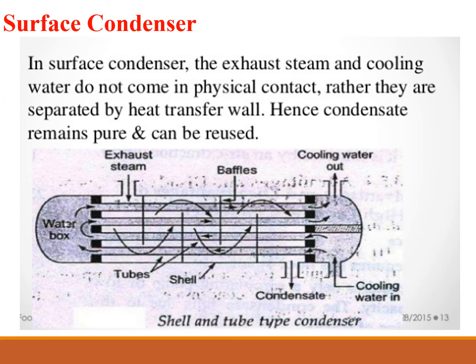Surface condenser. In this type, the cooling water and exhaust steam do not actually mix, there is no direct contact. The cooling water passes through a number of tubes and the exhaust steam passes over the outer surface of the tubes. This condenser has the advantage that the condensate is not thrown to waste but is returned to the boiler, as there are no impurities in the condensate.